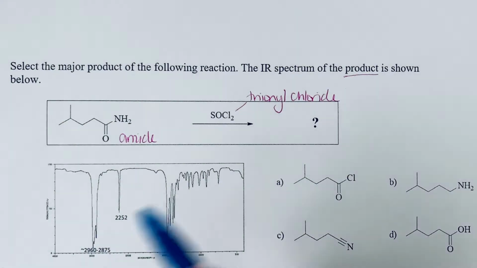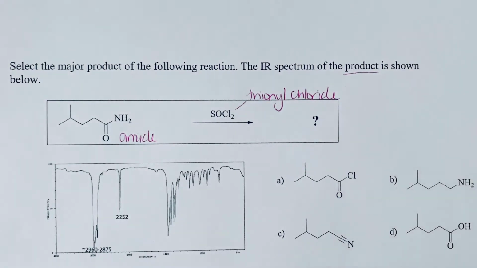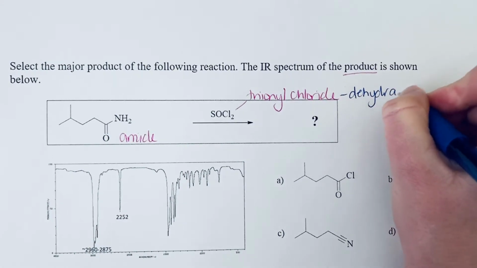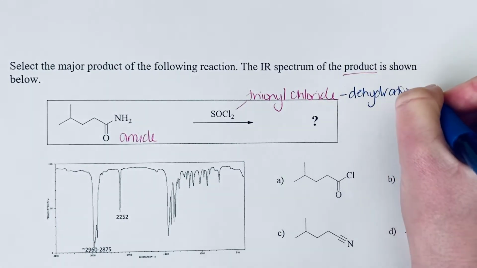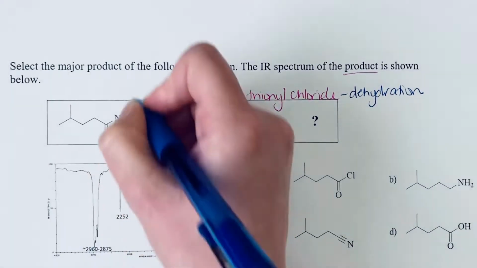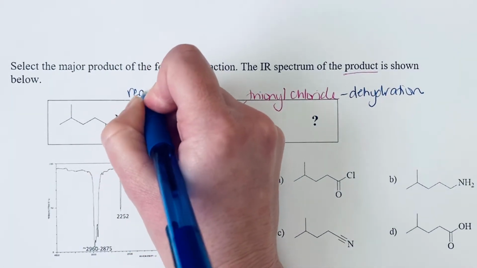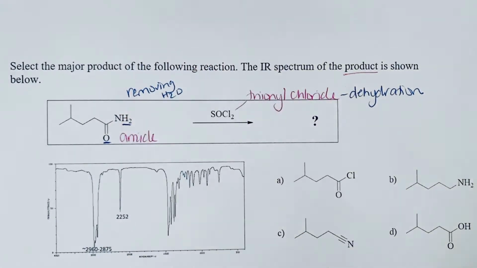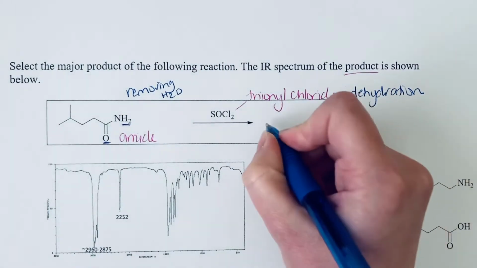So when you have an amide and you treat it with thionyl chloride, this is going to be a dehydration. So we are going to remove water from the amide. Specifically, you're removing these two hydrogens and this oxygen. So you're removing water, and what that does is it's going to form a nitrile as the product.